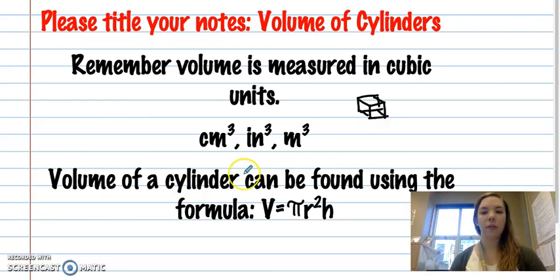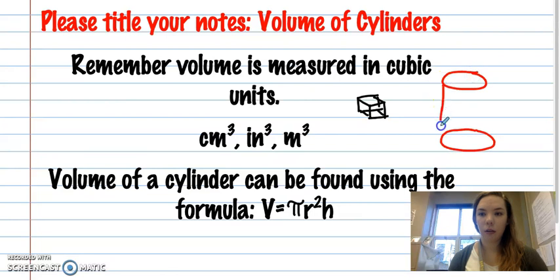Volume of a cylinder can be found using the formula pi r squared times height. Okay, and a cylinder has a circle base, and you're really taking the area of this base, and the area of a circle is pi r squared. And then you multiply it by the height.